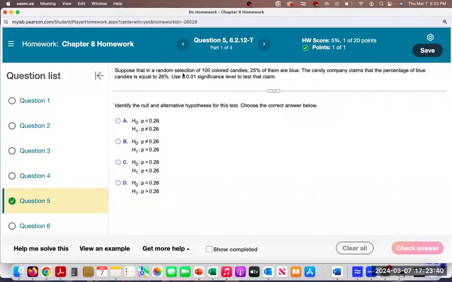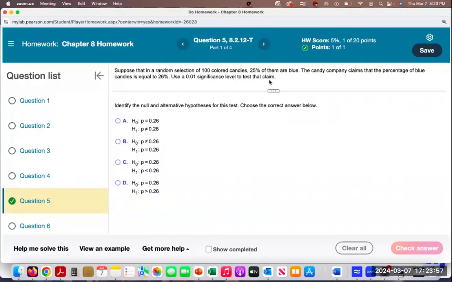Suppose that in a random selection of 100 colored candies, 25% of them are blue. The candy company claims that the percentage of blue candies is equal to 26%. Use a 0.01 significance level to test that claim.